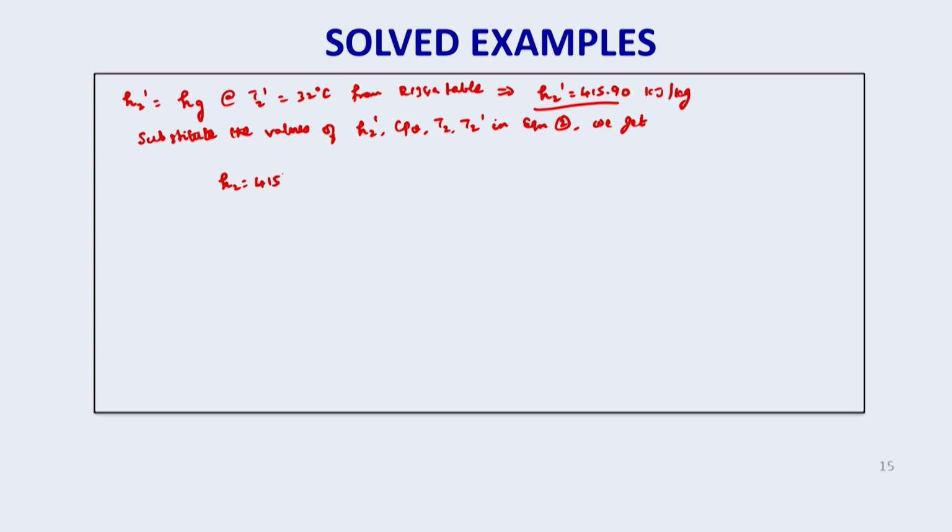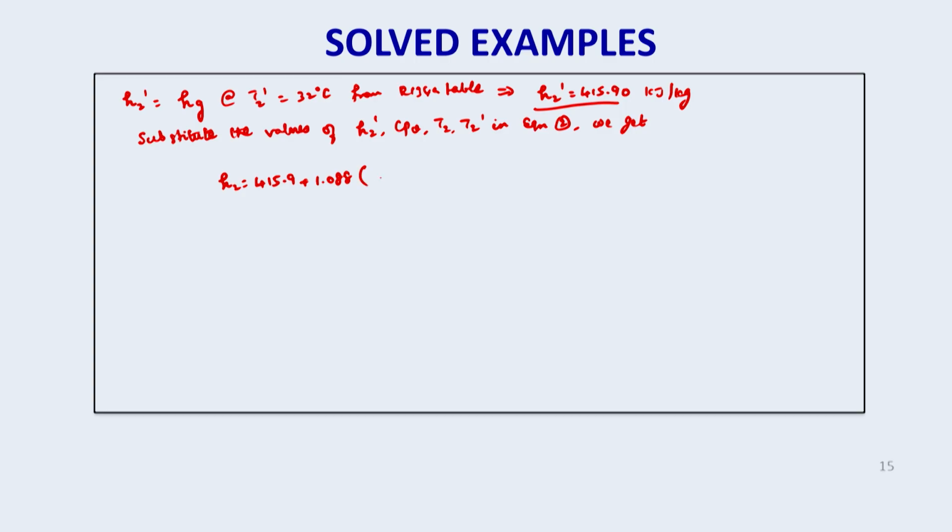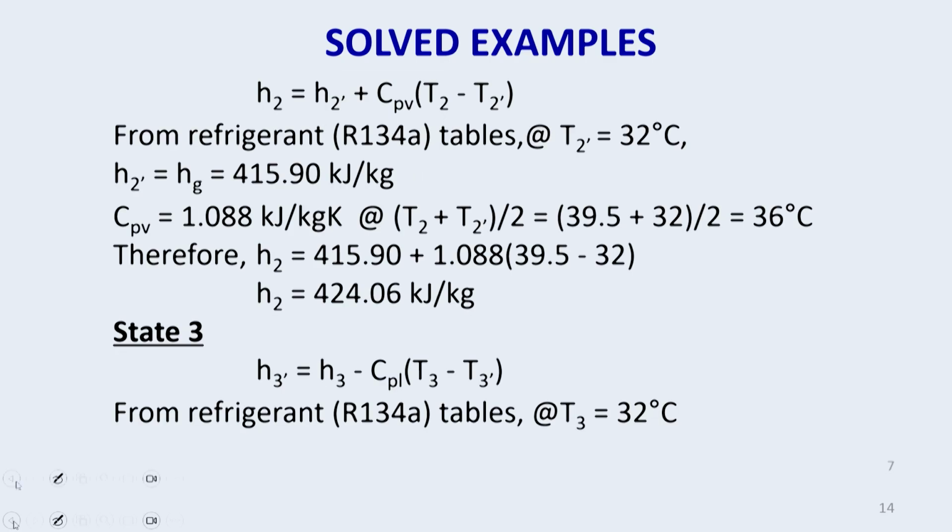415.9 plus Cp of vapor is 1.088, that is in the previous slide, into T2 is 39.5 minus T2 dash is 32. So the value of H2 is 424.06 kilojoule per kg.